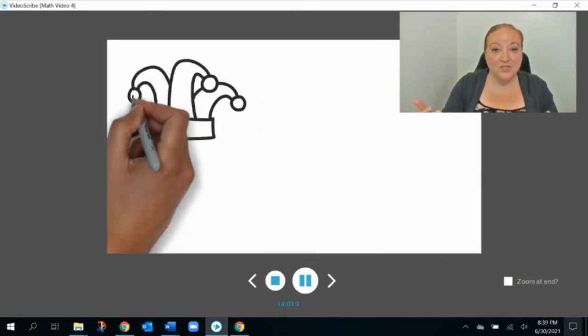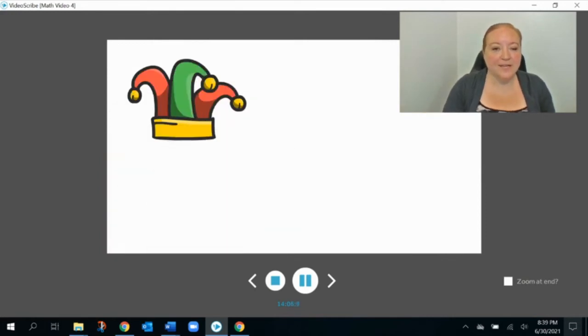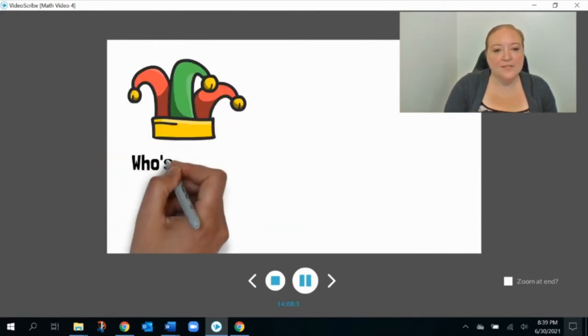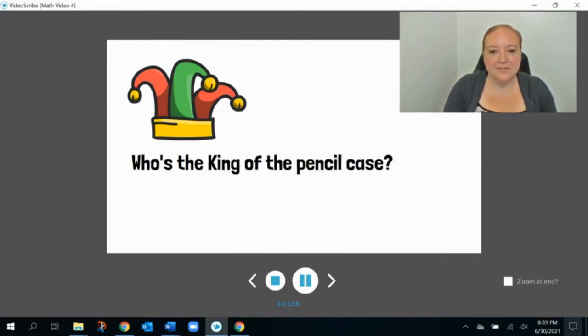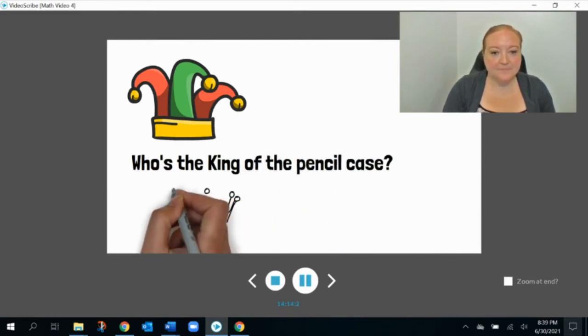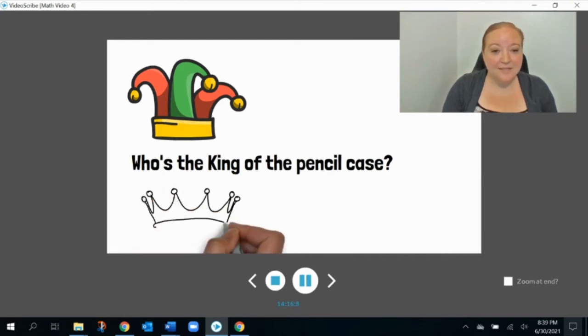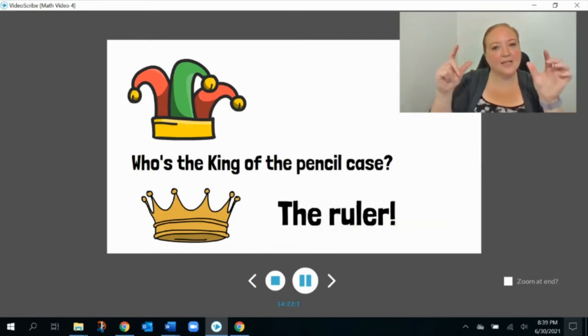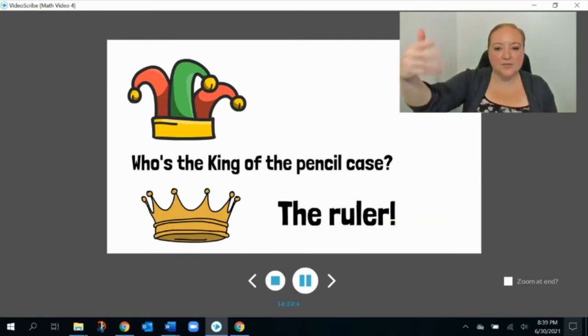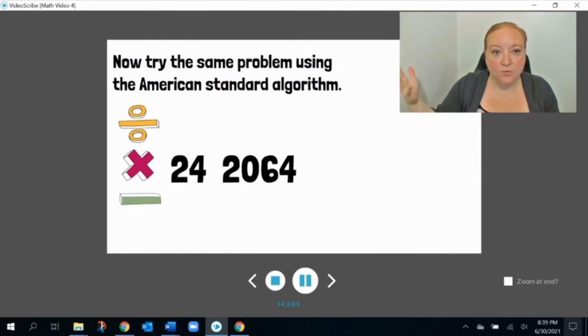So let's start with a joke before we explore that a little bit more. Who's the king of the pencil case? I'm drawing a clue right here. Do you know? The ruler. Like a ruler, a person who rules land is called a ruler.